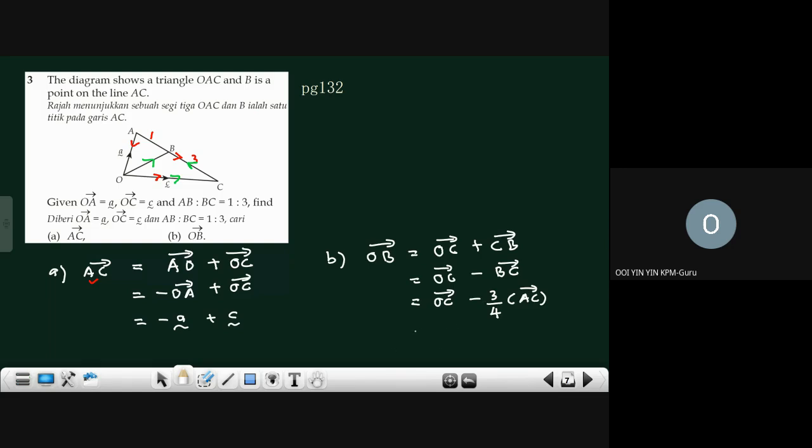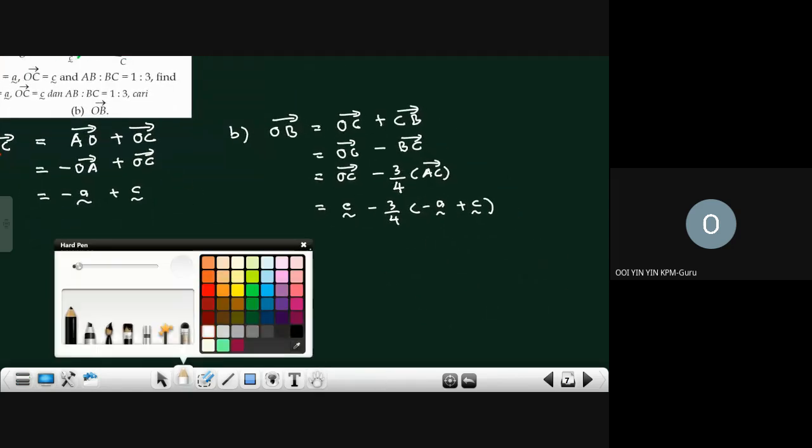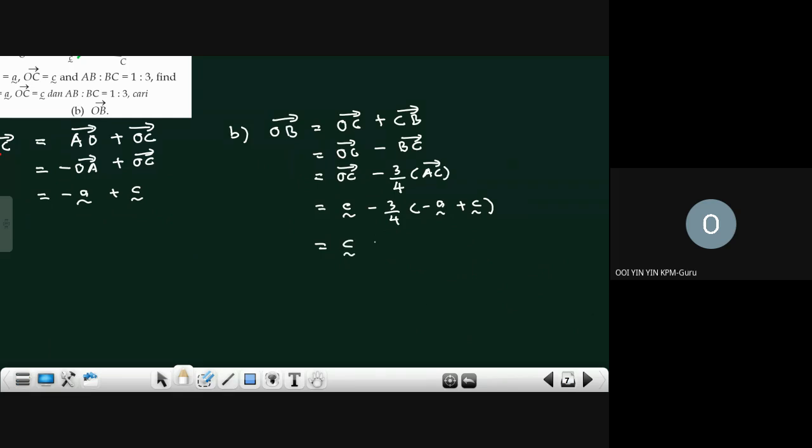Now we put in our figures. OC here is c. Negative 3 over 4, and then put in your AC, the answer you got just now, negative a plus c. Then we need to simplify. Negative times negative gives positive 3 over 4 a, and negative times positive gives negative 3 over 4 c. Lastly, your c and c can be grouped together. This is actually 1, right? 1 minus 3 over 4, you get 1 over 4 c.